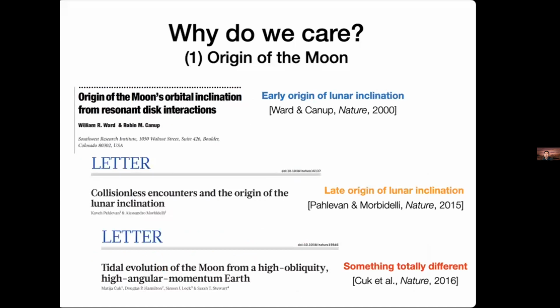And there are multiple mechanisms proposed to explain the origin of the lunar inclination, as you can see here. You can create the inclination very early, soon after the giant impact, or you can gain the inclination gradually over the first 100 million years when the moon is migrating out from the Earth, or by something very different. But the important point here is that these mechanisms all depend on the early evolution of lunar distance in the first 10 to 100 million years after the moon-forming giant impact.